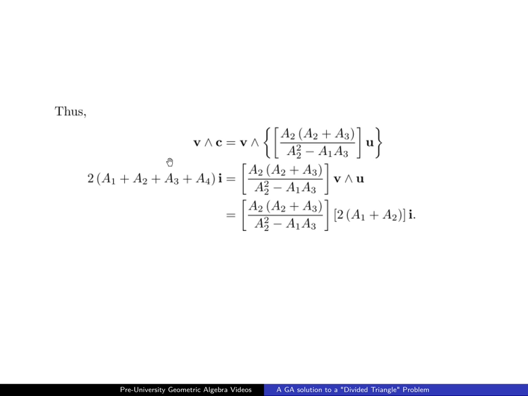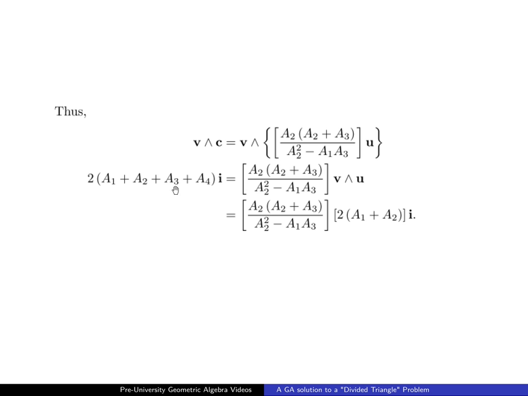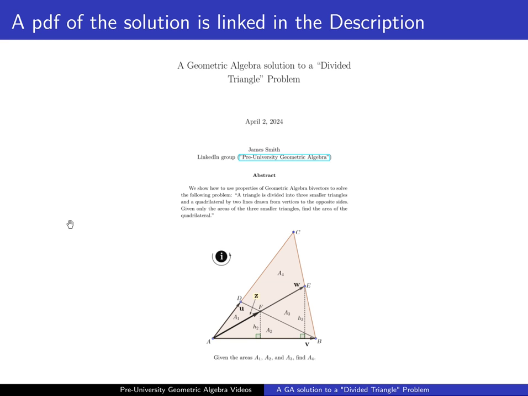Now finishing up here, v wedged with c is half the area of this triangle multiplied by I, is this. And if we work through all this and do some algebra, we end up with this expression for the sum. 2 times the sum times I is this. So now we just solve for a4, and that's the end of it.